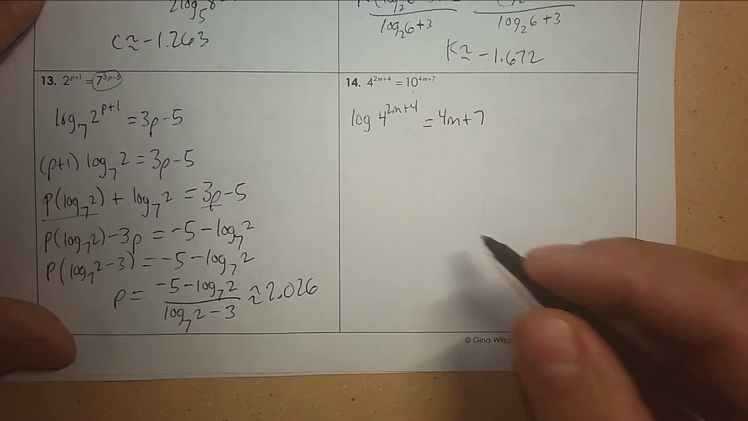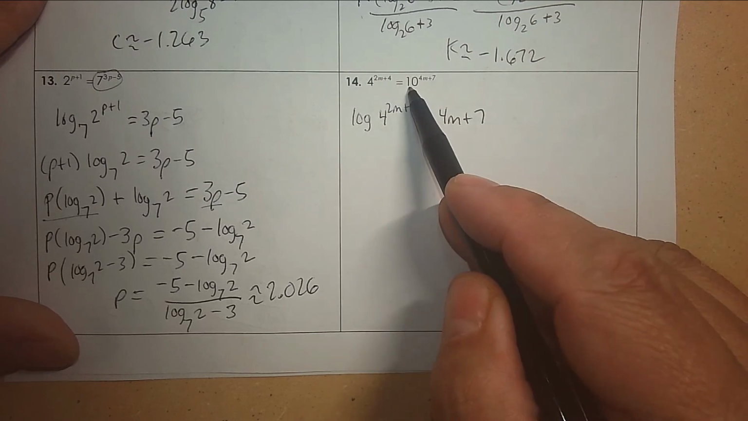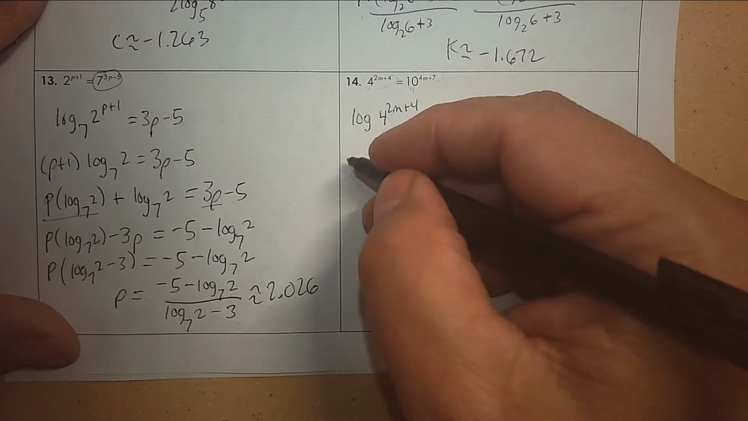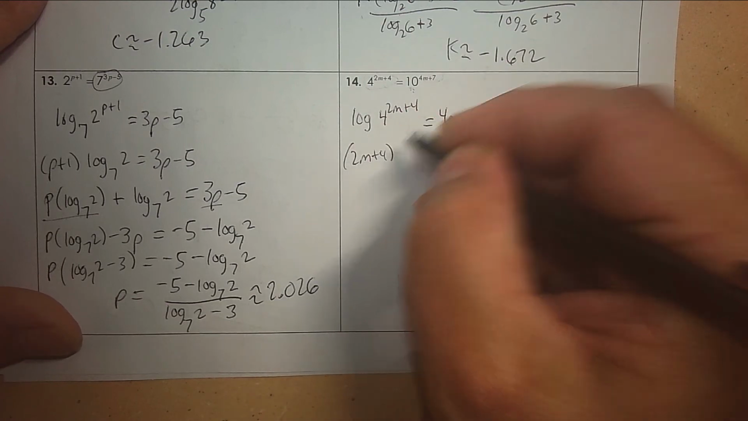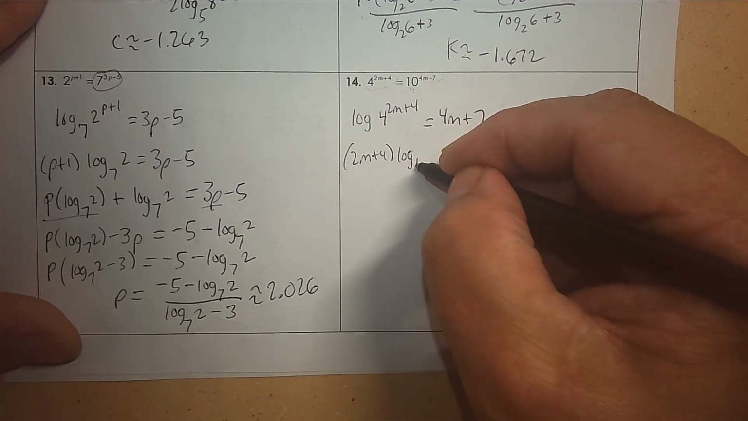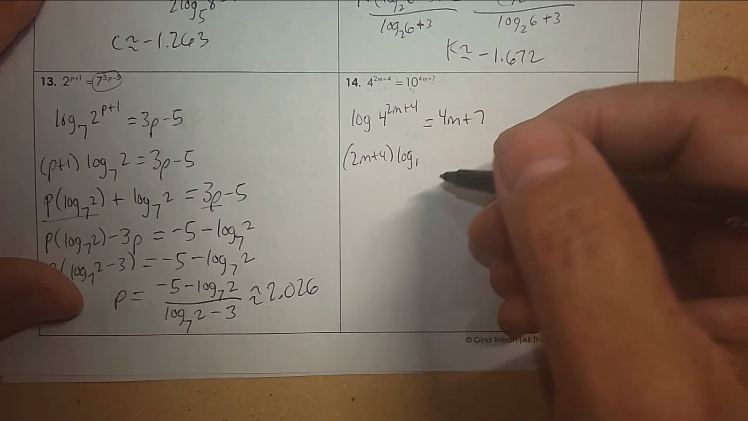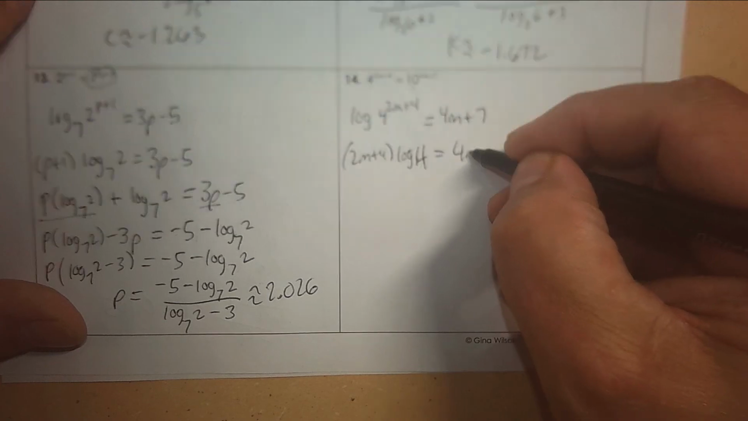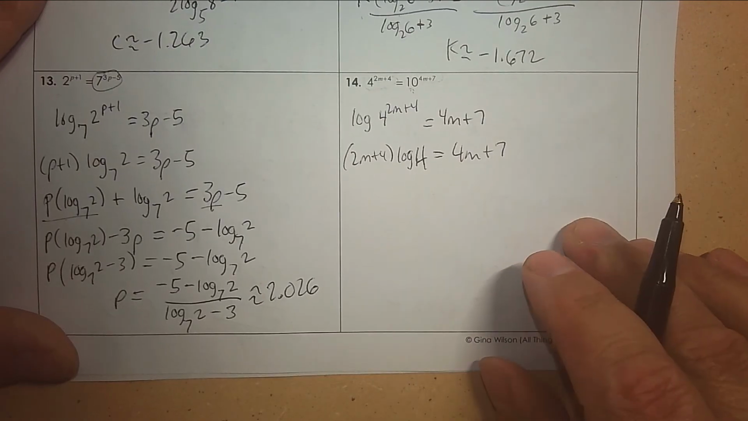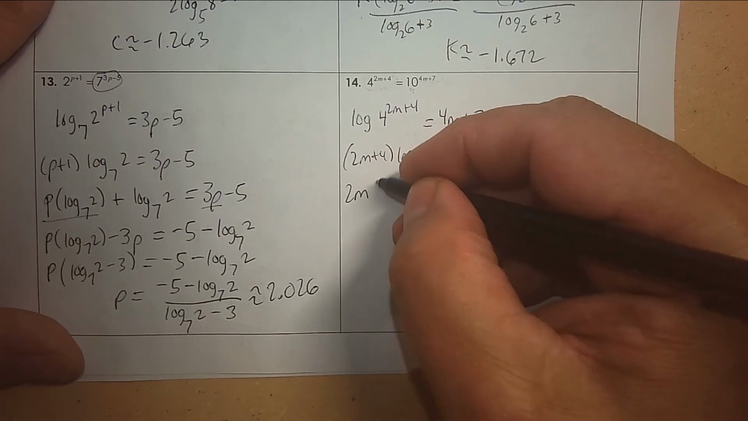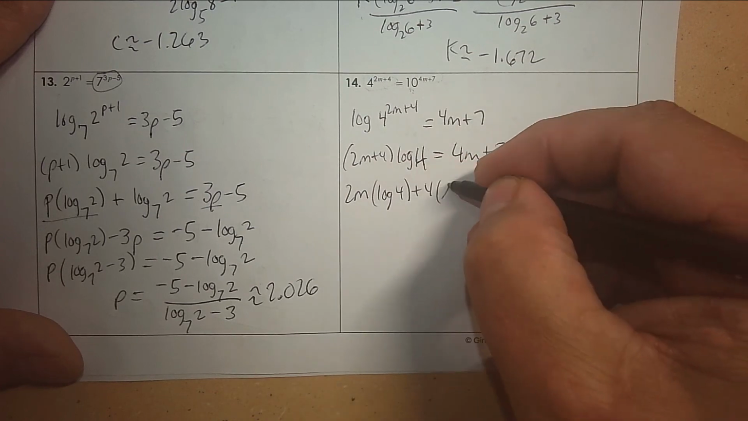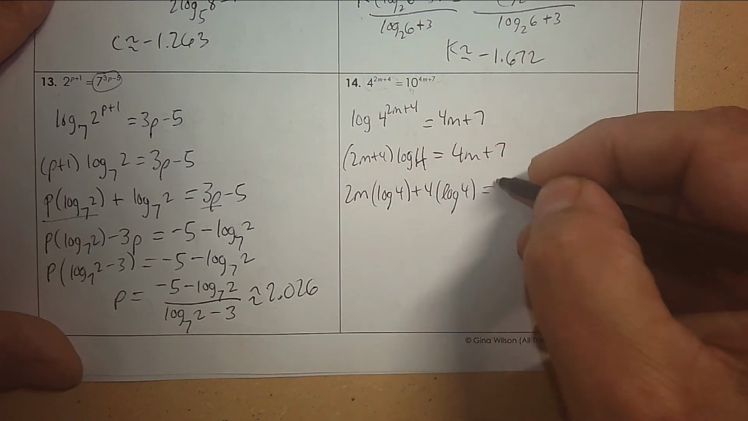So just be aware of each part: the base, the answer part, and the exponent. Next, the 2m plus 4 gets written as a product. Again, I don't need the base. So it's just log 4. I'm going to distribute, so I have 2m log 4, and I have 4 log 4, and that's 4m plus 7.